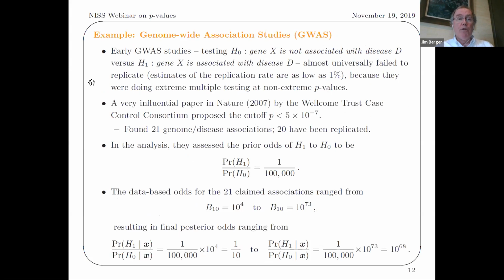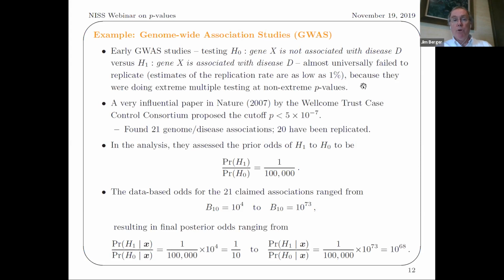So here's a typical example of today's testing world: genome-wide association studies. In GWAS studies, things go on like this. There's testing the null hypothesis that some gene is not associated with disease D versus the alternative that the gene is associated with disease D. This has been going on for something like 13 years, these kinds of studies. And the early studies, up until about 2007, for the first 10 years of research, almost universally failed to replicate, with estimates of replication rate as low as 1%.